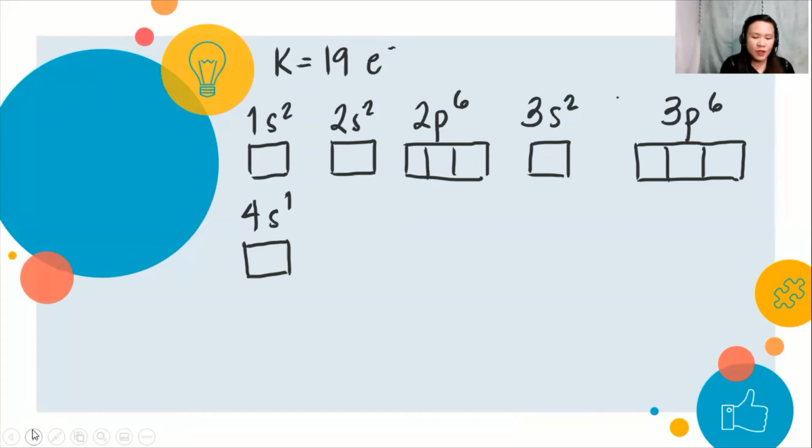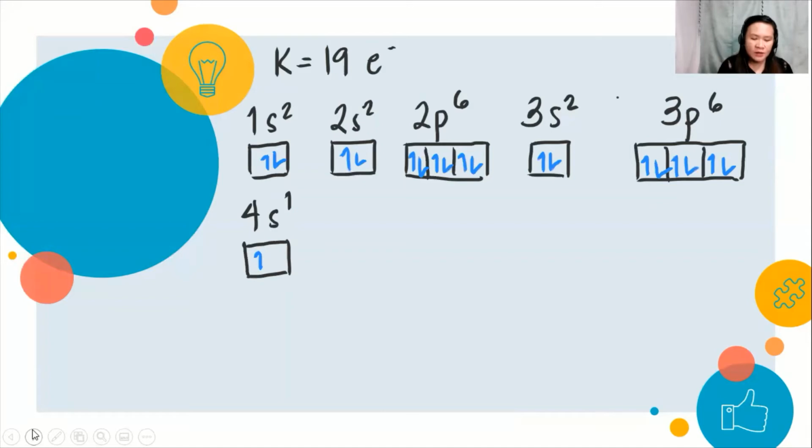So for 1s2, we have 2 electrons. For 2s2, again, 2 electrons. For 2p, we have 6. So that's 1, 2, 3, 4, 5, 6. For 3s2, we have 1 and 2. And then for 3p, again, we have 6 electrons. So that's 1, 2, 3, 4, 5, and 6. And then finally, for 4s, we only have 1 electron. So we just write 1. Okay, so again, that is how we write the electron configuration for potassium.